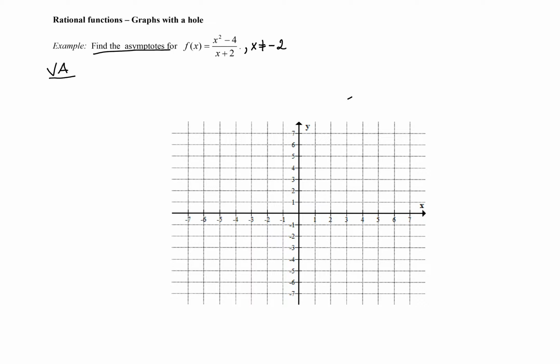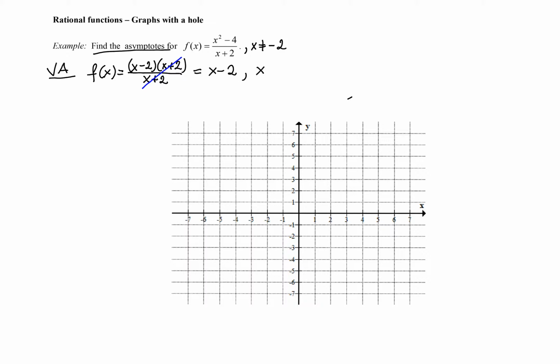As always, we'll write the function in the lowest terms. So we factor both numerator and the denominator, and here only the numerator factors as x minus 2 times x plus 2, and the denominator is already factored as x plus 2. You can see that both the numerator and the denominator have a common factor, therefore we can reduce that fraction, and as a result we'll have just x minus 2.